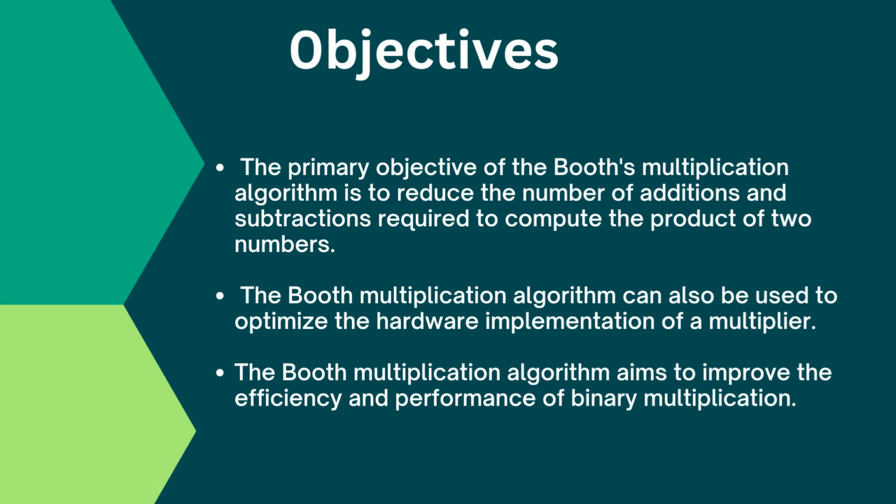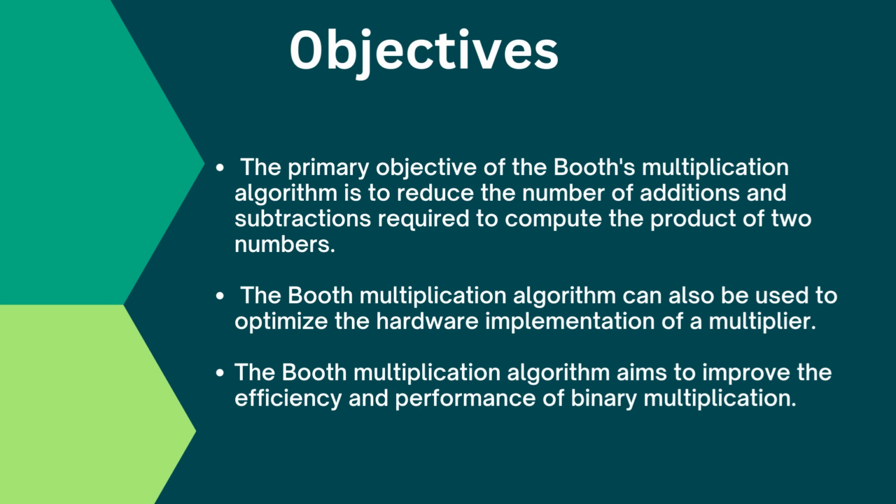Booth's multiplication algorithm is a technique for multiplying two numbers using binary arithmetic. The primary objective of Booth's multiplication algorithm is to reduce the number of additions and subtractions required to compute the product of two numbers. Specifically, the algorithm aims to minimize the number of partial products that need to be added together to obtain the final result. The algorithm achieves this objective by exploiting the redundancy in the binary representation of the multiplier.